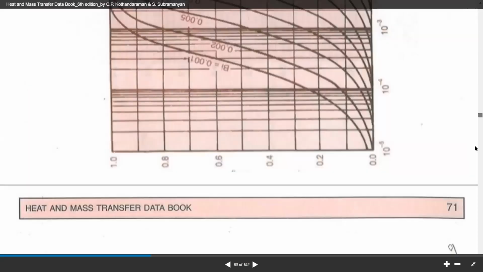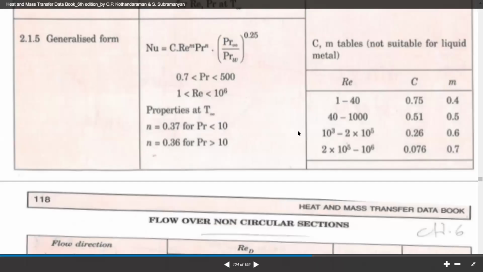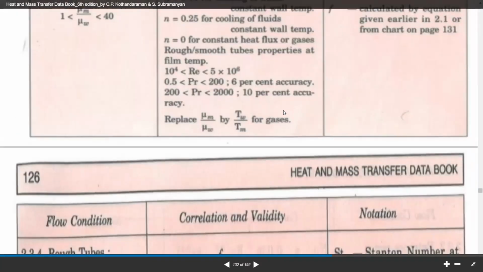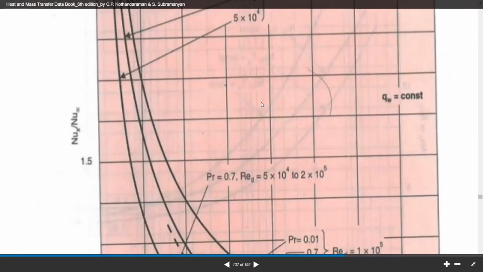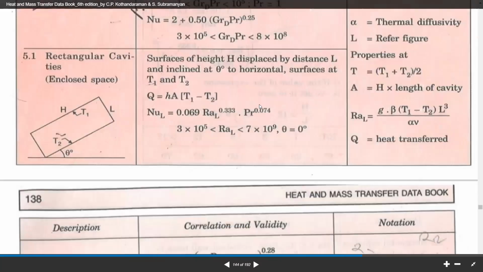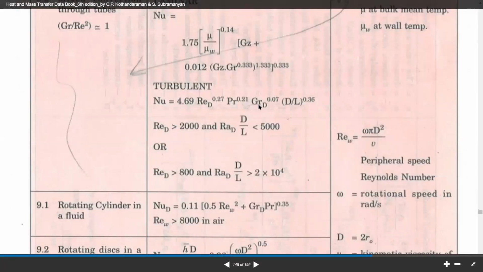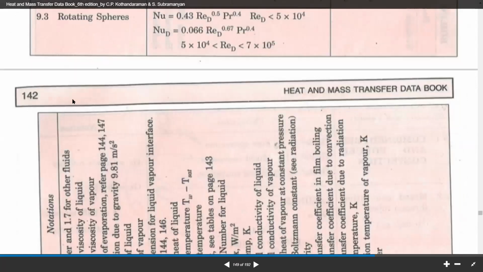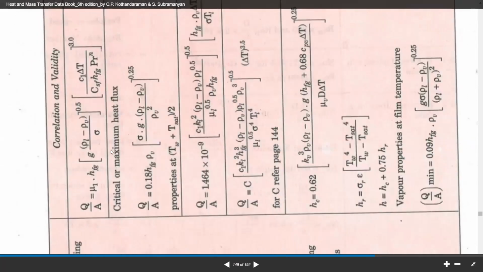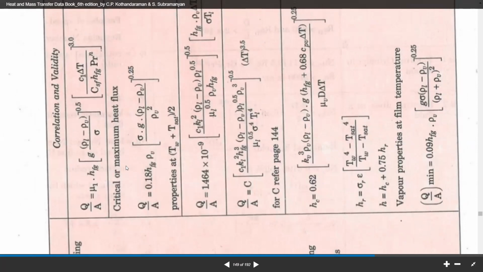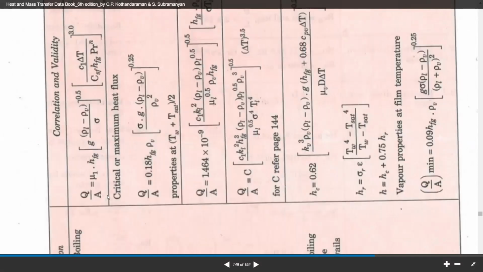Now let us follow the same page of boiling and condensation. So this is page number 142, where you will find all the equations related to boiling. You are supposed to use this equation, because in the first bit we need to get the value of the power of the burner.